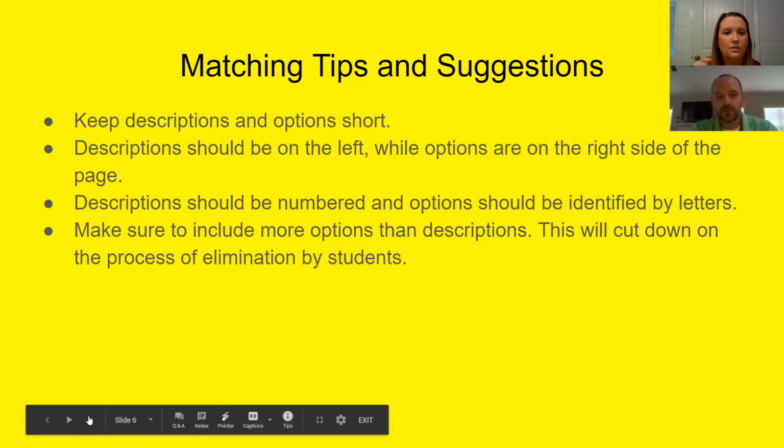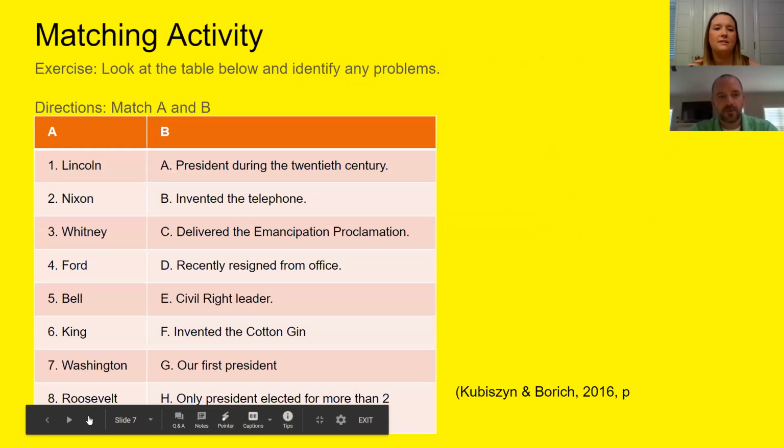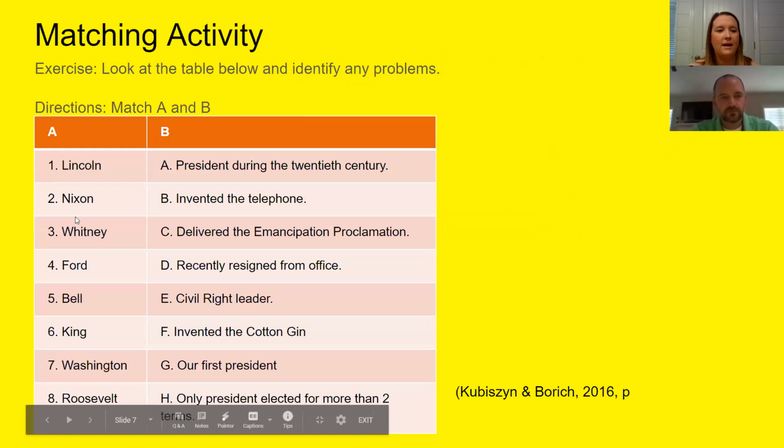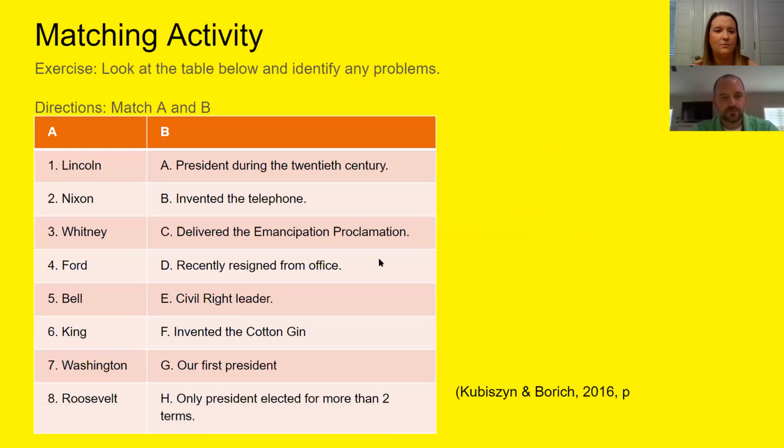Okay, here's a matching activity to show why some of those tips and suggestions are important. The exercise is just to look at the table below and identify any problems. We've got column A here and B here, and I'm just going to go over a few of these so when we talk about them on the next slide, we'll know what we're talking about.